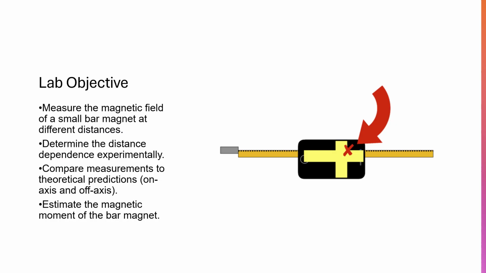As you can see on the slide, the lab objective was to measure the magnetic field of a small bar magnet at different distances, determine the distance dependence experimentally, compare measurements to theoretical predictions on axis and off axis, and estimate the magnetic moment of the bar magnet. We also measured the off-axis field at a 45-degree angle. That was mostly using the code.